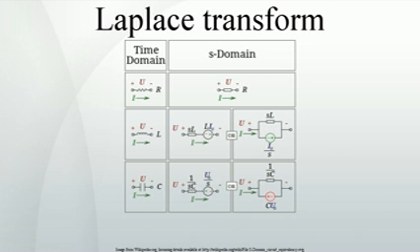Formal definition. The Laplace transform of a function f(t), defined for all real numbers t ≥ 0, is the function F(s), defined by the integral, where the parameter s is a complex number. Other notations for the Laplace transform include L{f} or alternatively L{f}(s) instead of F.